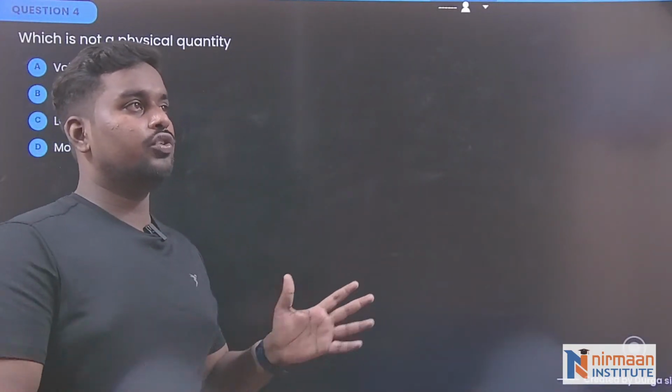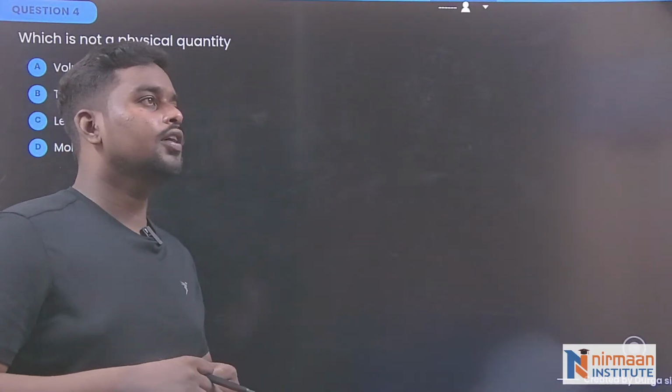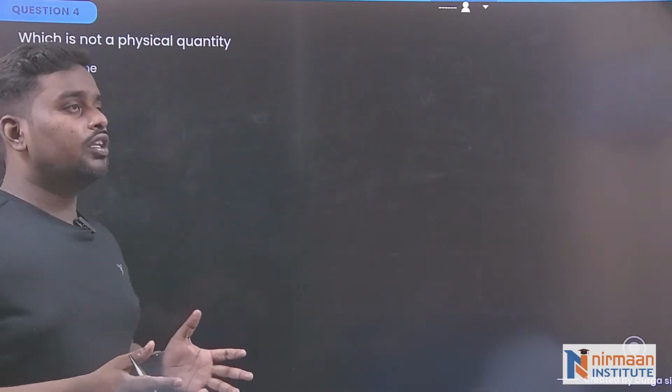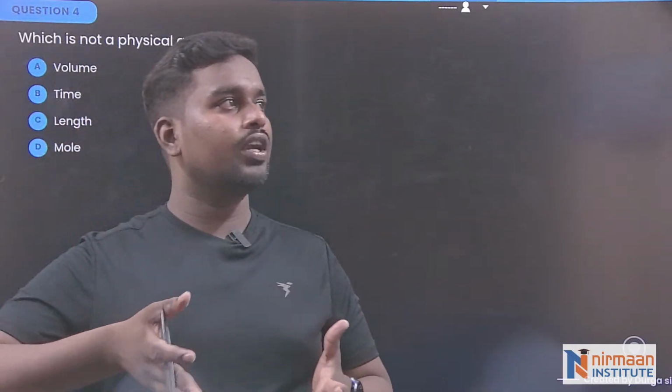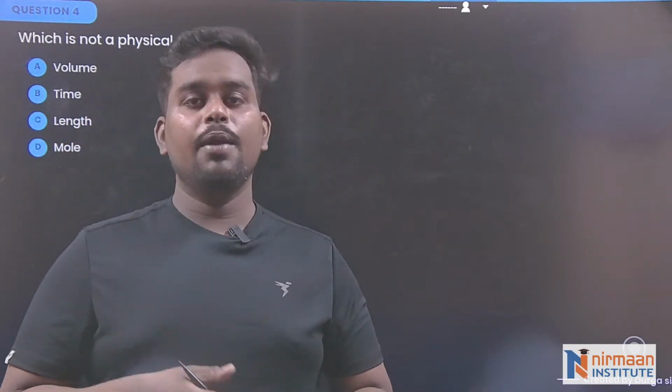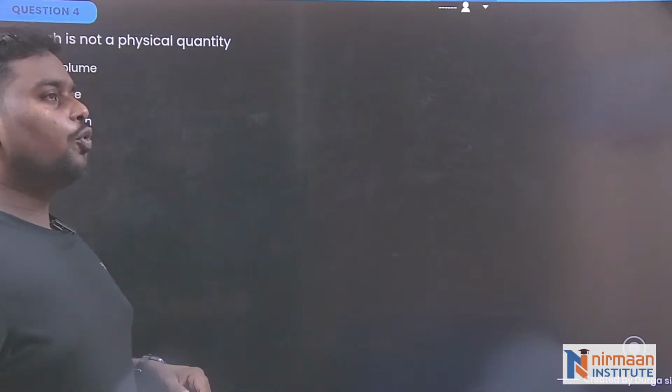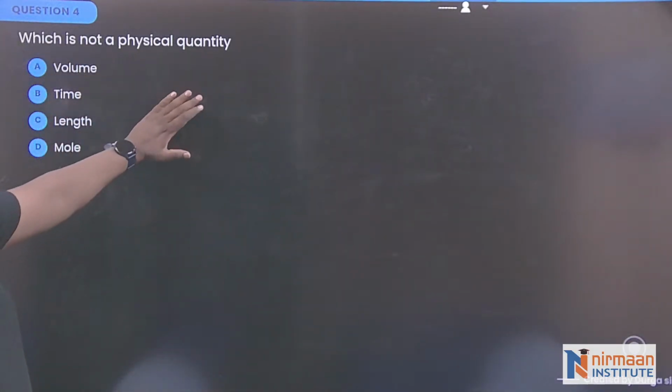So which is not a physical quantity? Which is not a physical quantity? Okay, it's not visible. It's actually when something happens like a sudden change, so it's blurring. This camera has some problem. So okay, which is not a physical quantity? What is a physical quantity? That we can touch and see, right? And we can measure, right? So volume we can measure, right?